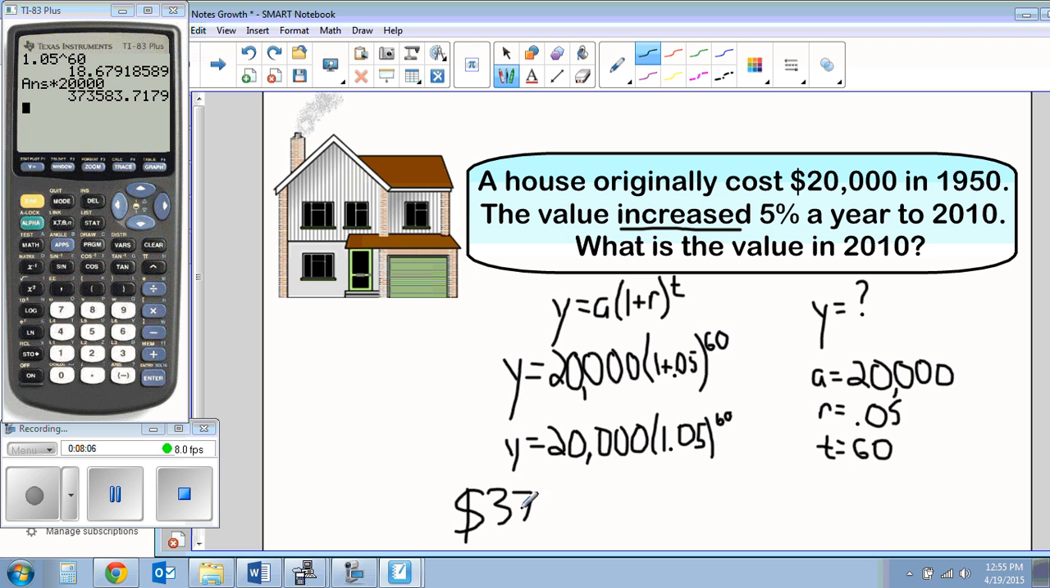It's going to be worth $373,583. And we again have to be able to round to the nearest penny. So this is actually going to be 0.7. We round up to 2 because this 7 is greater than 5, so we round that up. So this house is now worth $373,583.72.